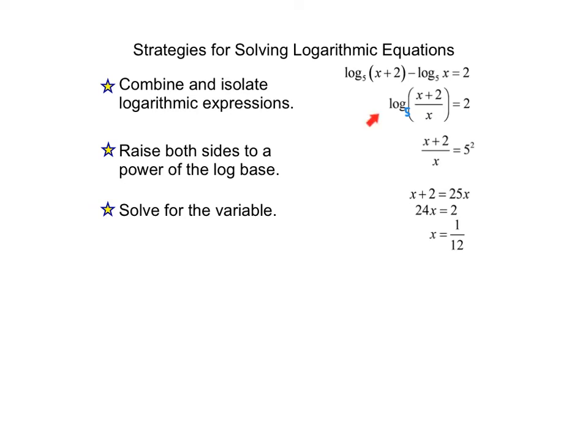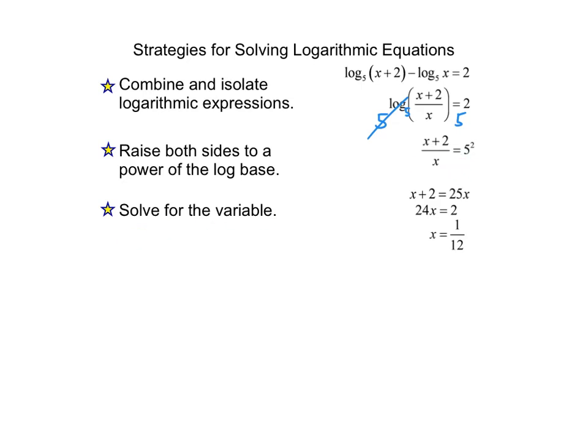Now, remember, the inverse function of log base 5 is the exponential 5 to the x. So what I did was I raised both sides to the power of the log base. If you can imagine, I made each of these my exponent on a base of 5. So I have 5 to the log base 5 of (x plus 2) over x and 5 squared. These are inverse functions. That gets my argument out, and I end up with (x plus 2) over x equals 5 squared.